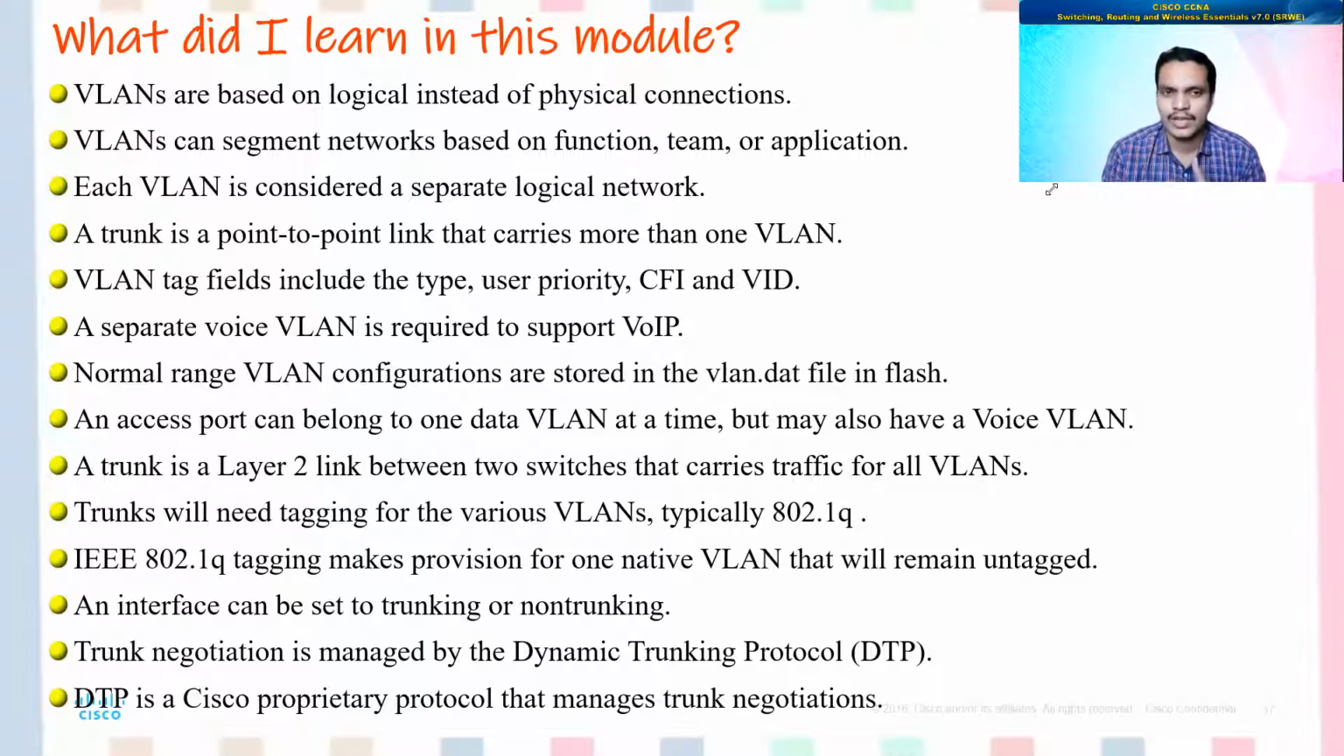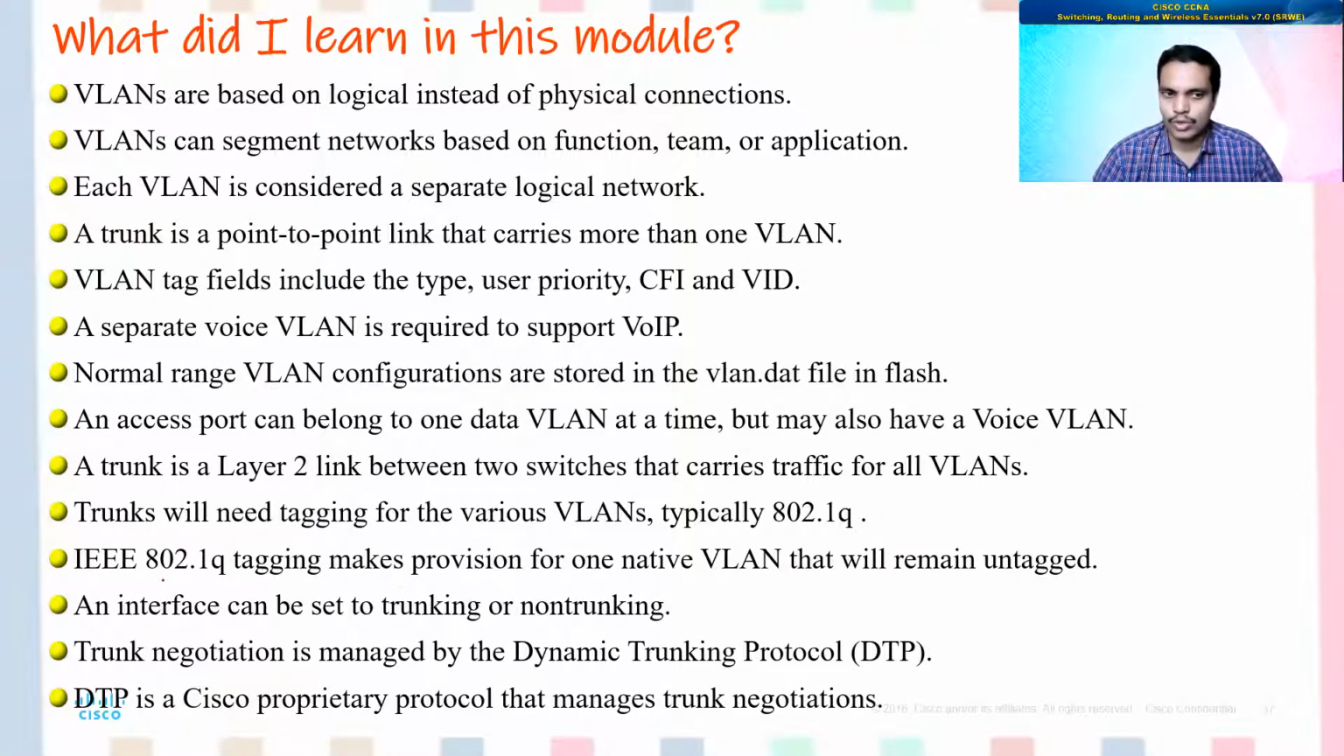A separate voice VLAN is required to support VoIP applications. The normal range VLANs 1 to 1005 are actually stored in the vlan.dat file in the flash. An access port can belong to one data VLAN and also can support one voice VLAN, but one access port will not be able to support two data VLANs at the same time. A trunk is a layer 2 link between two switches that carries traffic for all VLANs. So trunks will need tagging for various VLANs, typically 802.1Q.